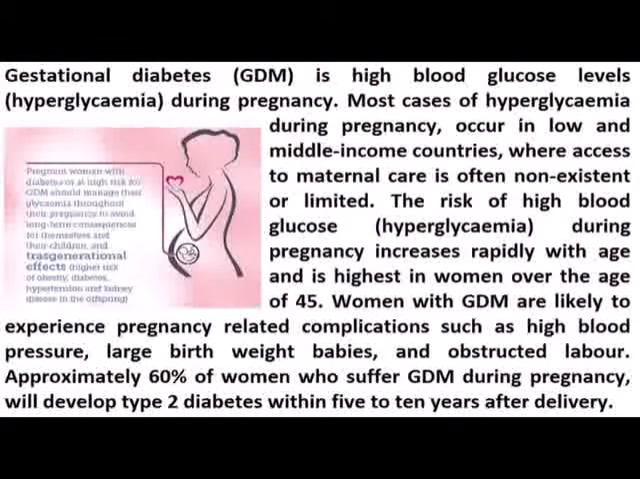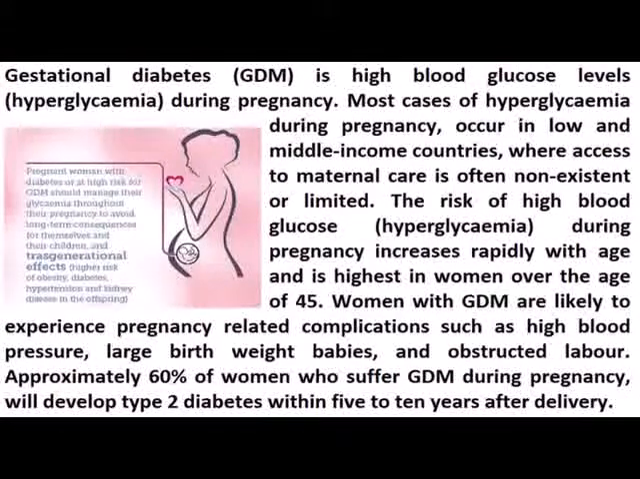Gestational diabetes, GDM, is high blood glucose levels, hyperglycemia, during pregnancy. Most cases of hyperglycemia during pregnancy occur in low and middle-income countries, where access to maternal care is often non-existent or limited. The risk of high blood glucose, hyperglycemia, during pregnancy increases rapidly with age, and is highest in women over the age of 45.